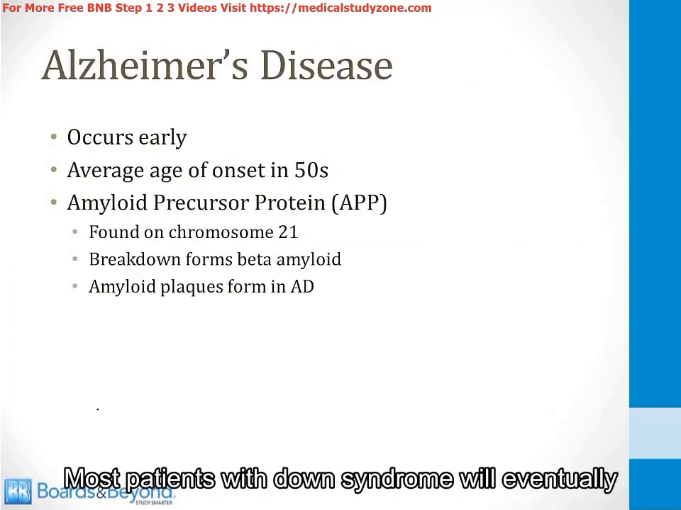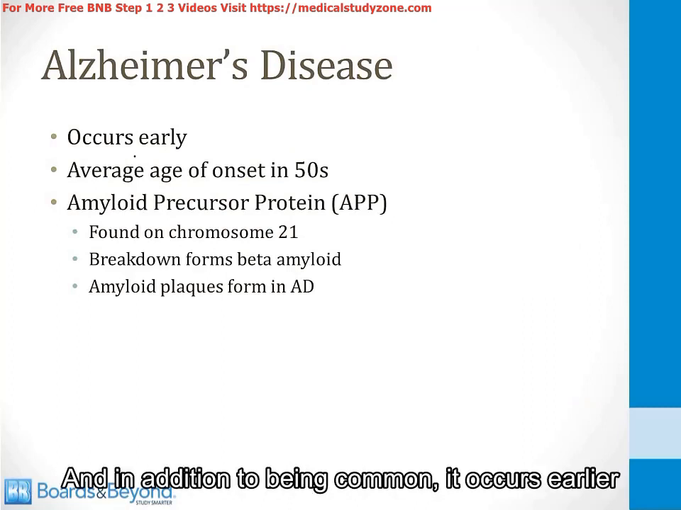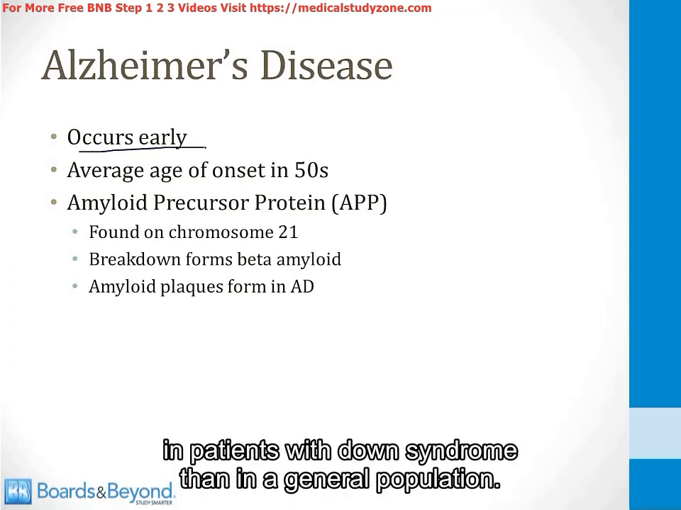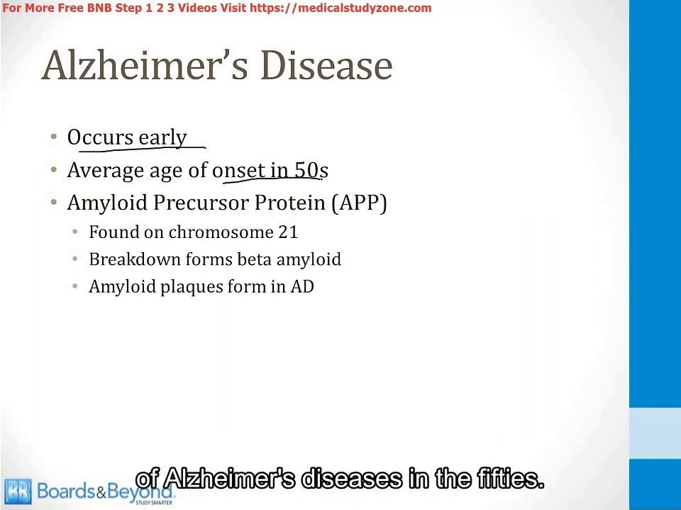Most patients with Down syndrome will eventually develop Alzheimer's disease, and in addition to being common, it occurs earlier in patients with Down syndrome than in the general population. In patients with Down syndrome, the average age of onset of Alzheimer's disease is in the 50s.